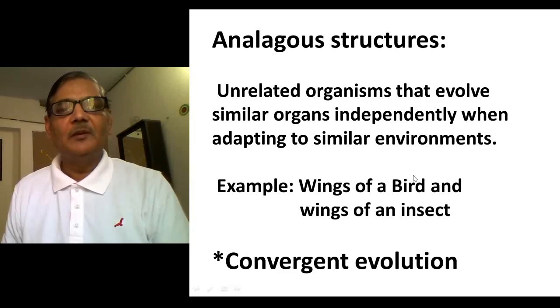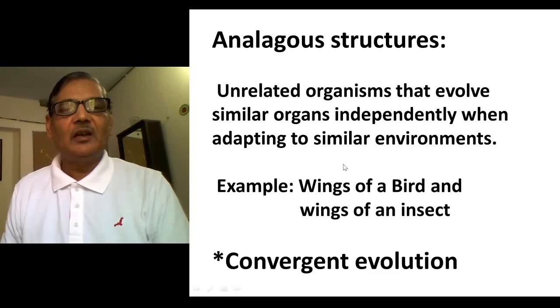If we compare the wing of a bird and an insect, we may find similarity in the gross structure, but their origin pattern will be very different. So what we find is that those structures which have a very different kind of origin pattern, but in gross look or structure they show similarity and perform similar function, such structures are analogous structures, and they are the best example of convergent evolution.